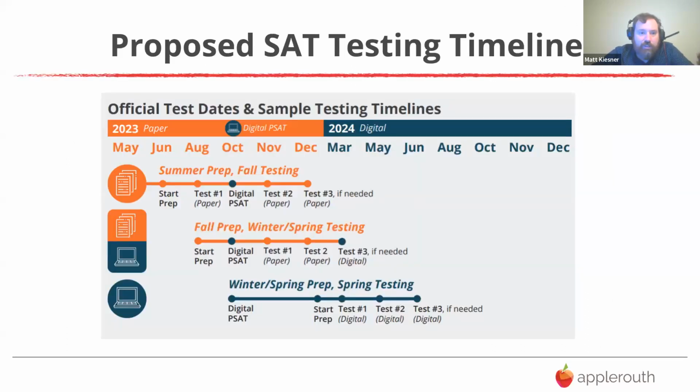And so we got a little chart here, and you see the orange is paper testing, and the blue there is digital, and you kind of see the timelines of those. These are obviously the first three plans, because the ACT is just going to be its own thing.